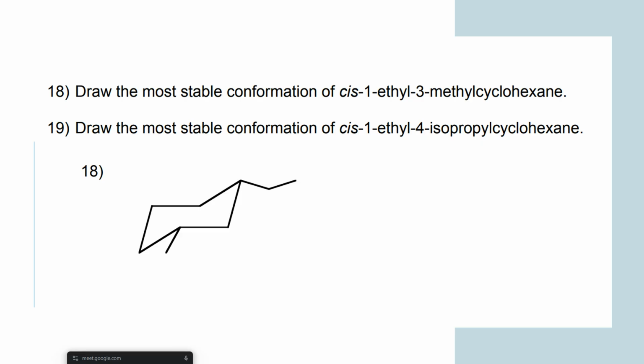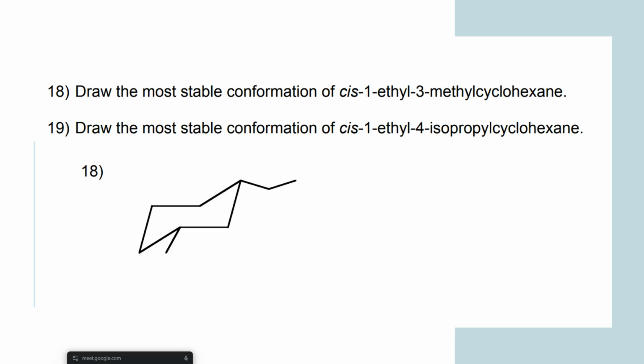Note down that if the question asked trans 1-ethyl 3-methyl cyclohexane, in that case we would have put the methyl substituent in the axial position. So I hope this structure is clear to you.